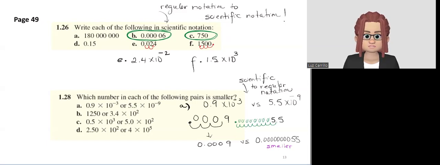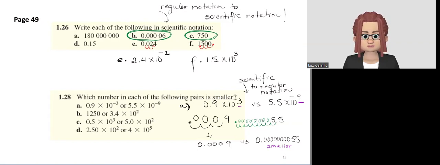Well, you can always verify your work by doing what I expressed here, or what you can do is look at the exponent, and in the case that the exponent is negative, the larger that negative value, the smaller is the digit in regular notation.